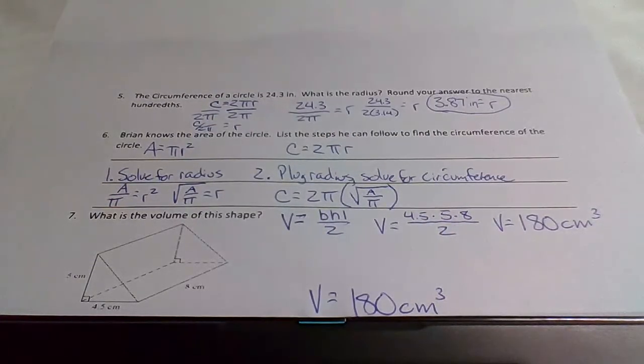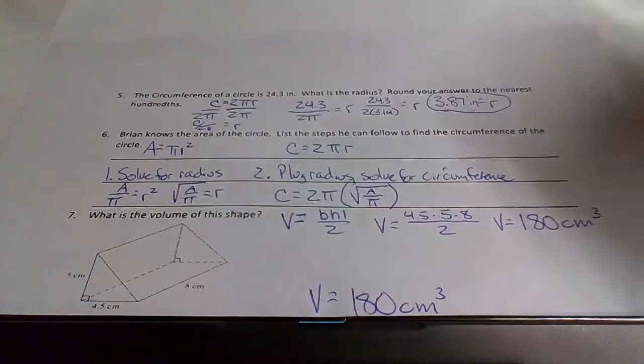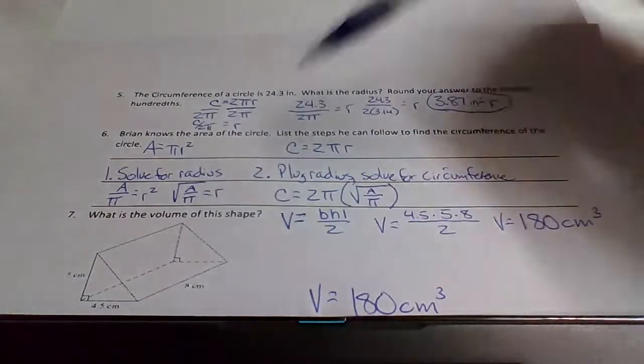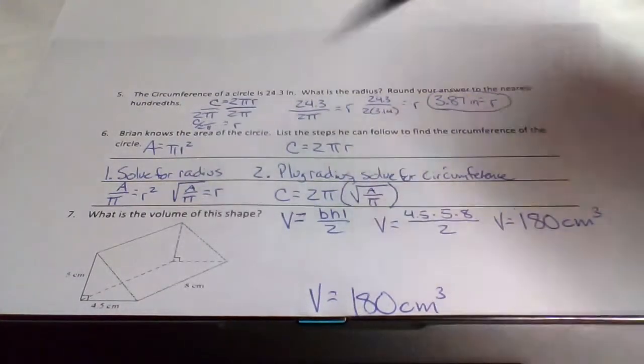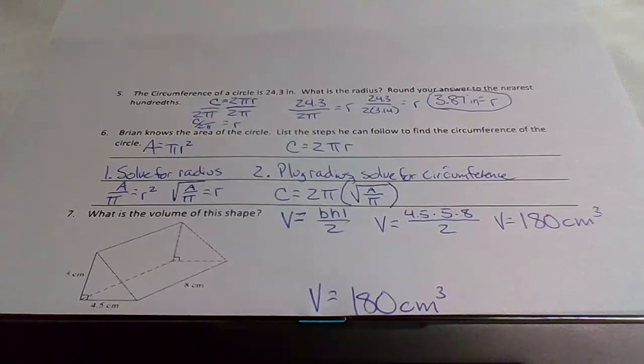Now the next thing I have to do, well, if the radius is squared, the opposite of squaring something is taking the square root. So if I want to get the radius by itself, I have to take the square root of both sides, and I get the radius is equal to the square root of the area divided by pi. Step 2, we got to plug in the radius into our circumference formula and solve for circumference.